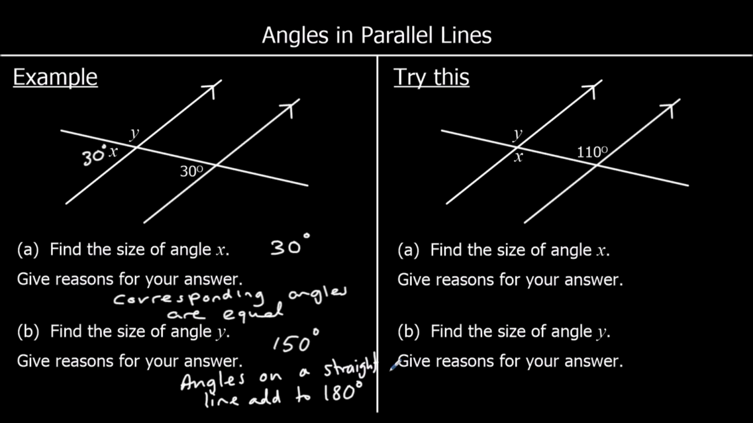So another question. So give this one a go. Find the size of angle X. Give reasons for your answer. So there's never a right or wrong way of doing this. So probably the easiest way to answer it, the shortest number of steps, is to say that X and 110 are alternate angles. They make a Z shape. So X is 110 degrees because alternate angles are equal.